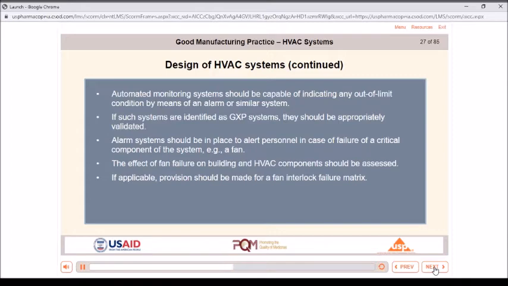Alarm systems should be in place to alert personnel in case of failure of a critical component of the system, e.g. a fan. The effect of fan failure on building and HVAC components should be assessed. If applicable, provision should be made for a fan interlock failure matrix.